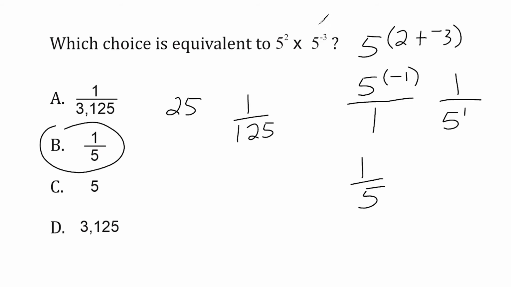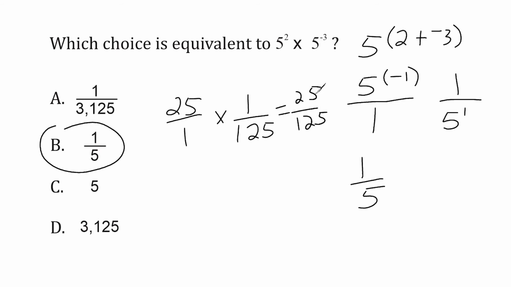Because remember, a negative exponent indicates a fractional value. So if 5 to the third power is 125, then 5 to the negative third power would be 1/125th. So now we have 25 over 1 times 1 over 125. And we could just multiply straight across, which would give us 25 over 125.